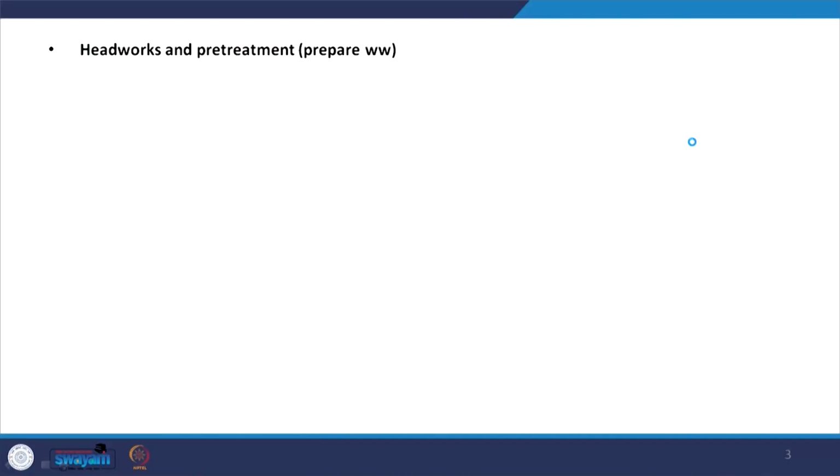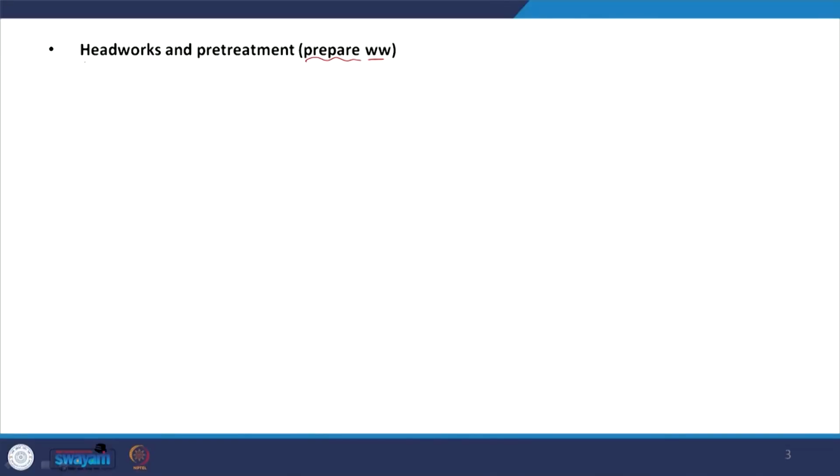Headworks and pre-treatment. So, what are we trying to do? We are trying to prepare the wastewater such that it is fit to be treated by the unit processes downstream of the headworks. You are going to remove the bigger particles; people throw plastics, rags, what not into the drains, and you do not want them to clog or cause abrasion on your mechanical or moving parts and lead to wear and tear. You also want to increase the head available so that the flow can go by gravity. So, you are going to have pumping stations or lift stations, as we just discussed.